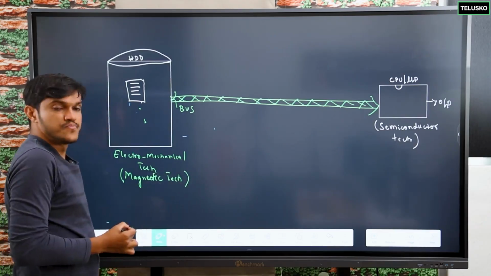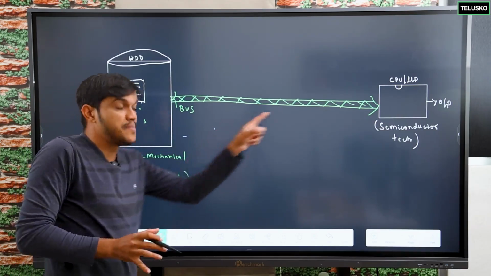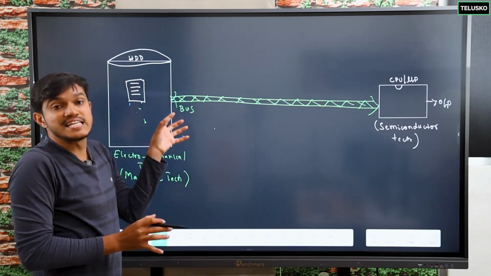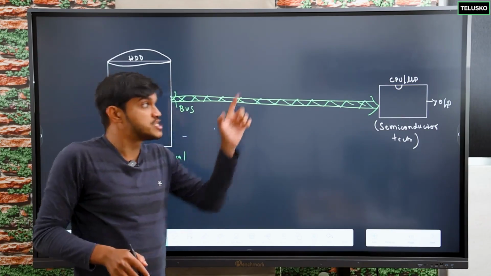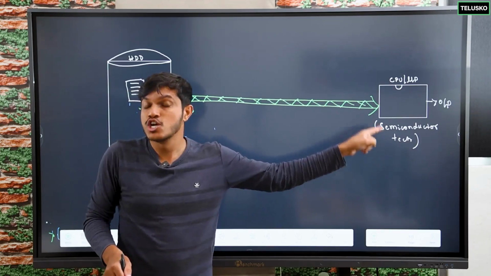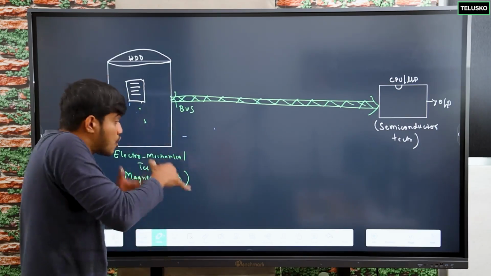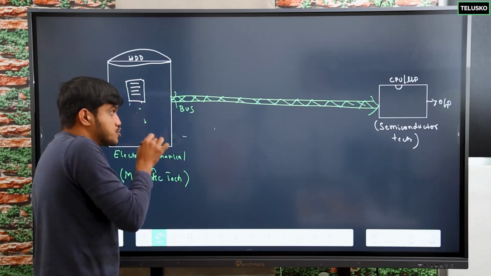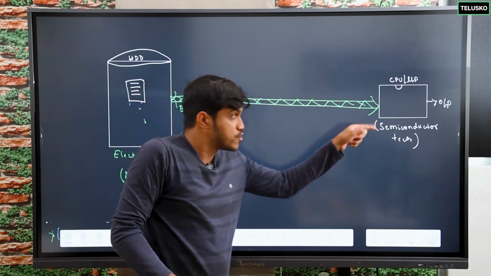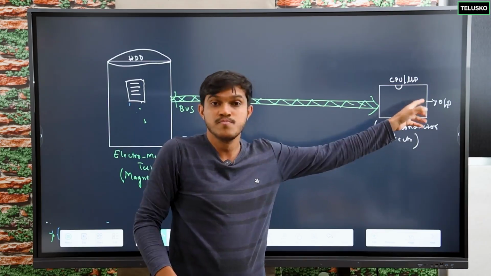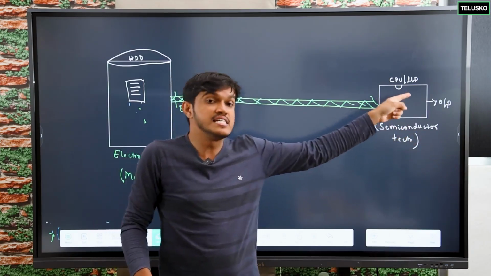Whichever device uses magnetic technology, compared to semiconductor technology, is relatively slow. Slow in the sense, I am not saying it's very slow, but if you compare with the speed of semiconductor technology, of course, this hard disk is slow in its nature. Because of the nature of the hard disk, it sends the instructions slowly. And because of the nature of the processor, it executes and gives you the desired output. It processes your request and gives you the desired output.